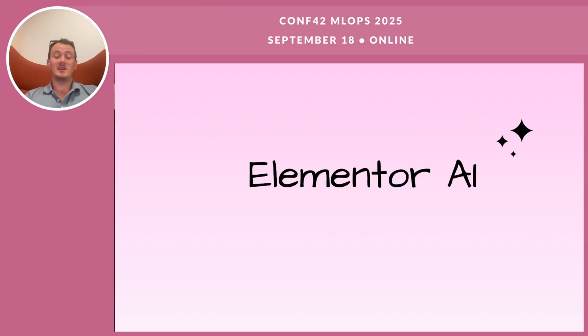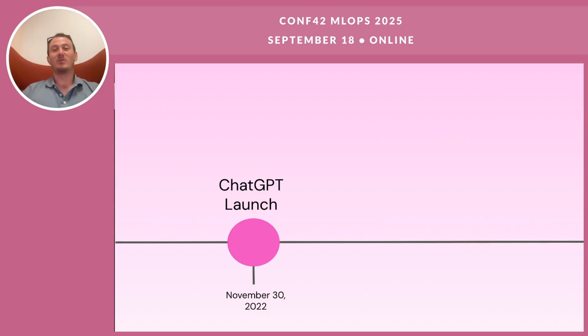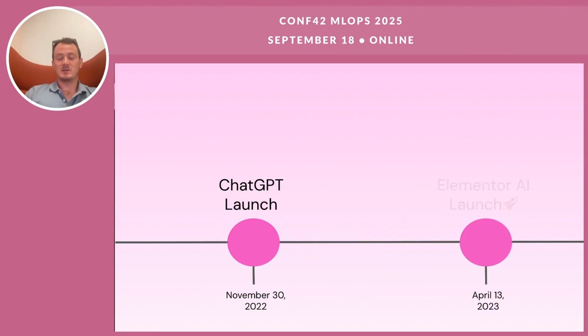And I'm proud to say that Elementor is one of the pioneers of AI products for large scale applications. Because you know what BC stands for, right? Before ChatGPT, of course. ChatGPT was launched in November 2022. And just a little bit more than 4 months later, Elementor launched our first AI product.